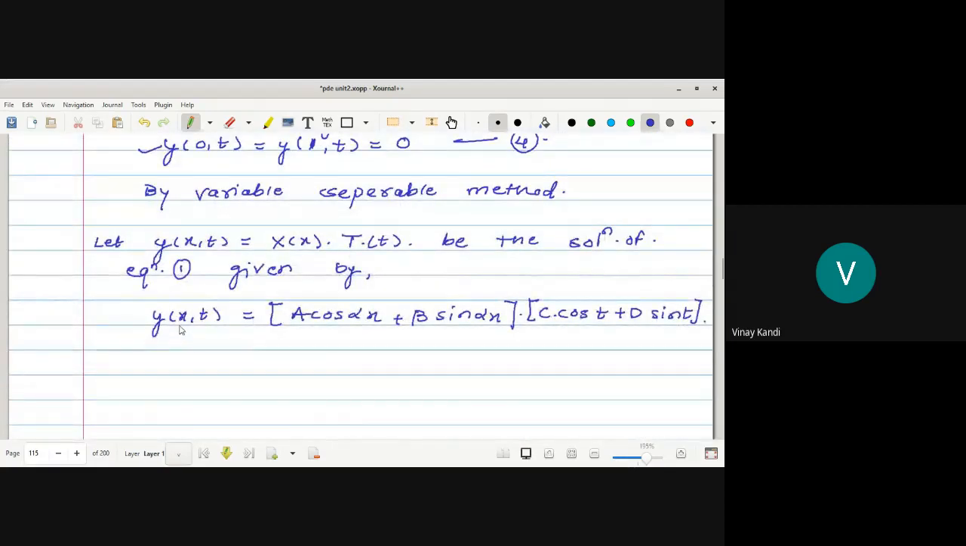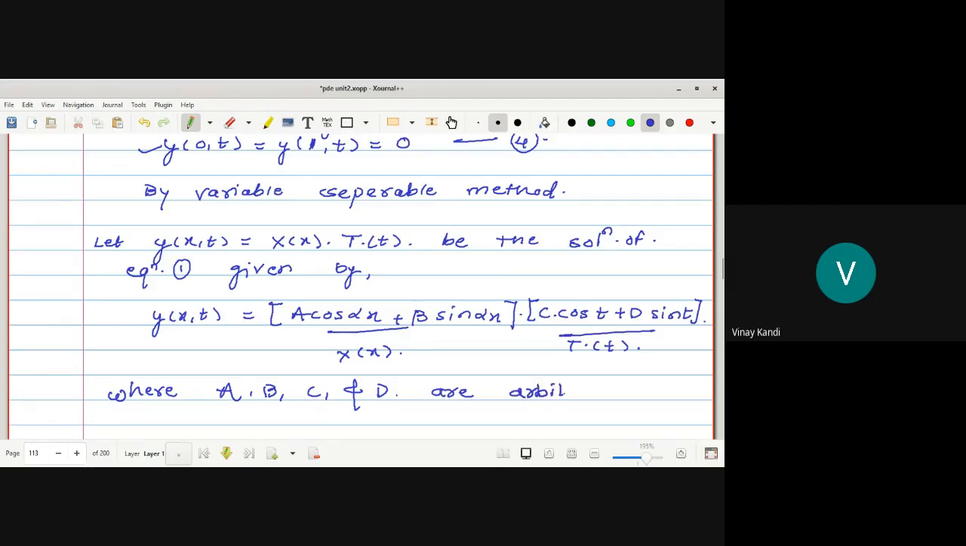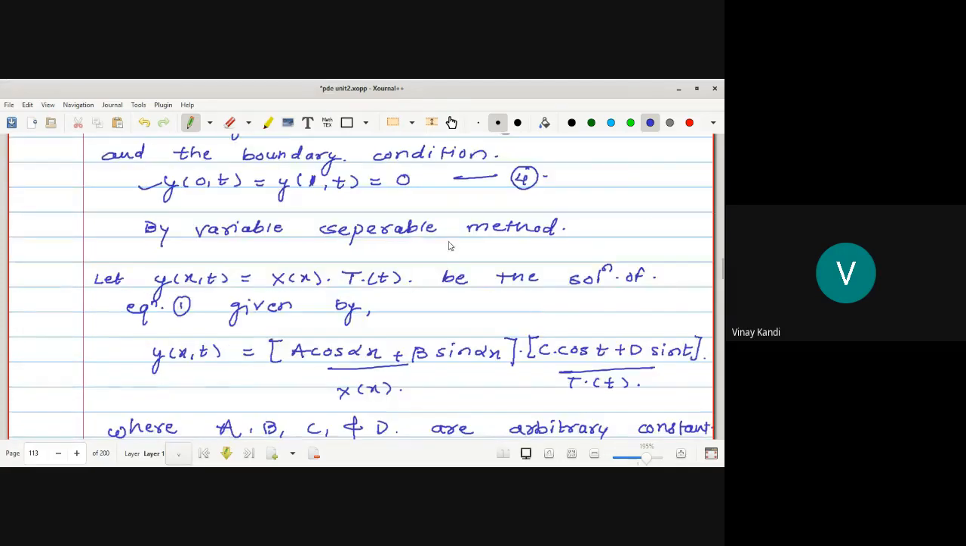So y of x,t, this is a function of x and this is a function of t, that is X of x into T of t, where capital A, capital B, capital C and capital D are the constants. Okay, now from the boundary condition, equation number 4, y of 0,t is equal to what? 0.